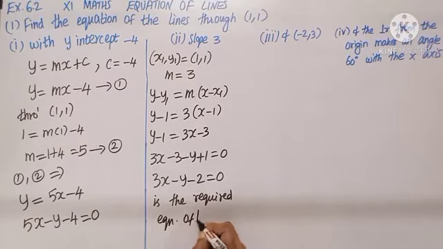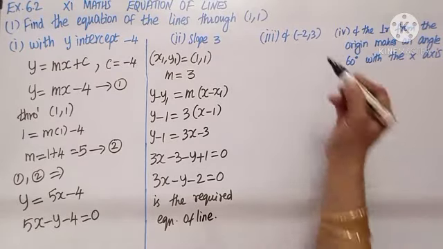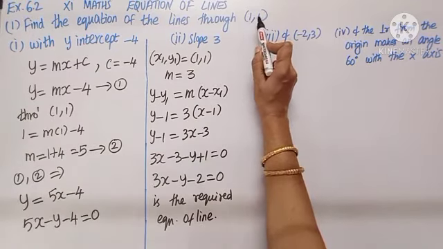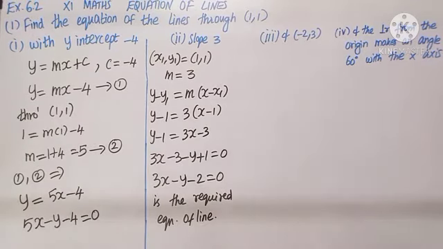Third subdivision. And passing through (minus 2, 3). Already (1, 1) is given. Now (minus 2, 3).